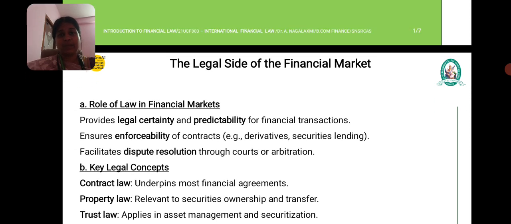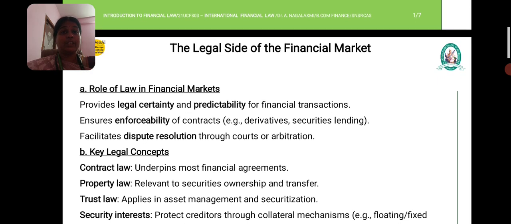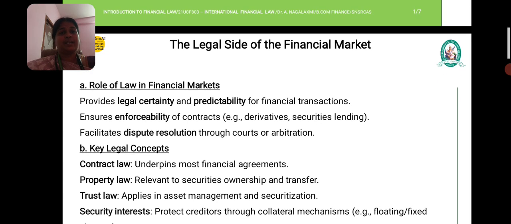The financial market is a very big market where all the securities will be transacted. Not only securities, even derivatives, commodities, everything will be transacted. So the public is dealing with that, and that financial market should have a legal side. There should be proper rules and regulations in order to safeguard the consumers.